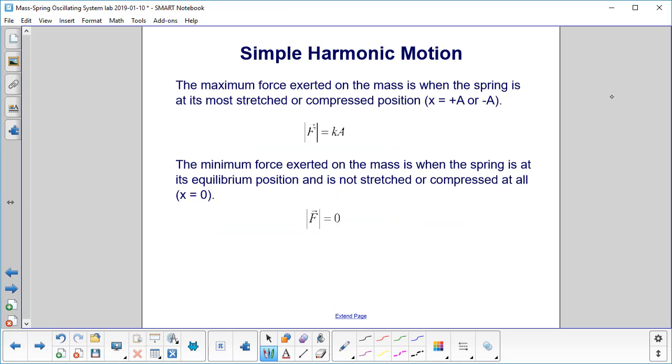The maximum force exerted on the mass is when the spring is at its most stretched or compressed position, where x is equal to either plus A or minus A, the amplitude. In that case, the magnitude of the force will just be kA. The minimum force is when the spring is at its equilibrium position and is not stretched or compressed at all. So x is equal to 0, so the force is equal to 0.